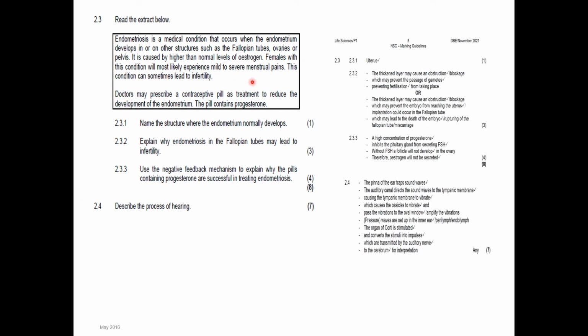Endometriosis is a medical condition that occurs when the endometrium develops in or on other structures such as the fallopian tubes, ovaries, or pelvis. It's caused by higher than normal levels of estrogen. Females with this condition will most likely experience mild to severe menstrual pains. This condition can sometimes lead to infertility. Doctors may prescribe a contraceptive pill as treatment to reduce the development of the endometrium. This pill contains progesterone.